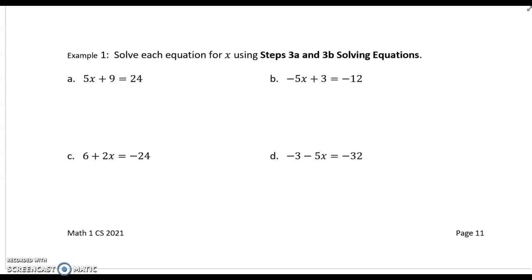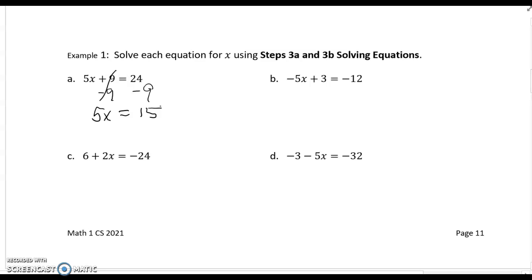Then we're going to move on to step 3, which says we have to undo operations, so we're looking to isolate the variable. The first thing we need to undo is any addition or subtraction. Here we have plus 9, so we're going to undo that. You're going to show me that you're subtracting 9 from both sides of the equal sign. We're left with 5x on the left and 15 on the right.